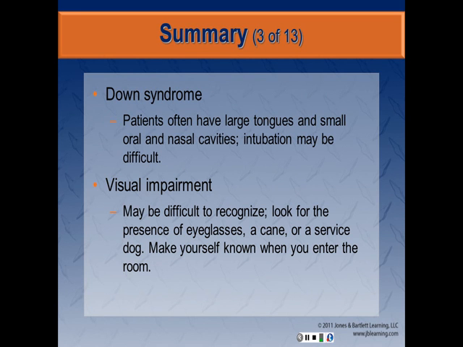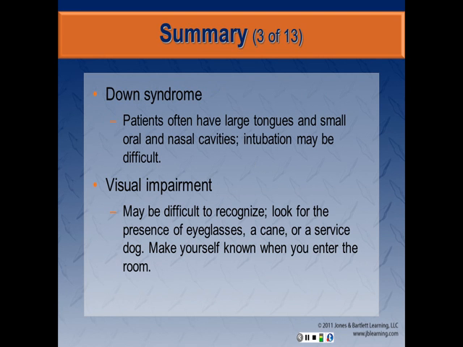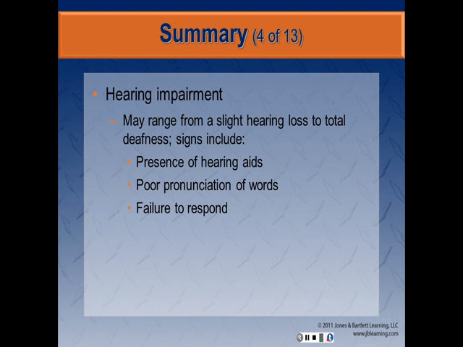Down syndrome patients will often have large tongues and small oral and nasal cavities, and remember, intubation may be difficult. A patient who is visually impaired may be difficult to recognize, and you should look for the presence of eyeglasses, a cane, or a service dog, and make yourself known when you enter the room. Introduce yourself and others in the room so that the patient can identify placement and voice.